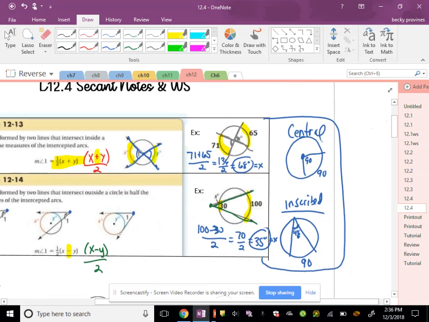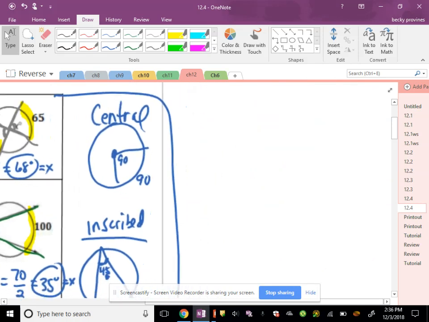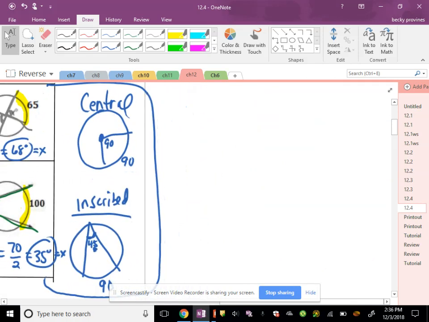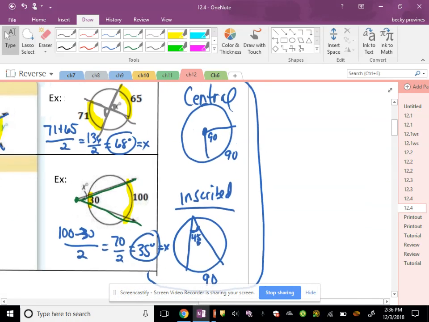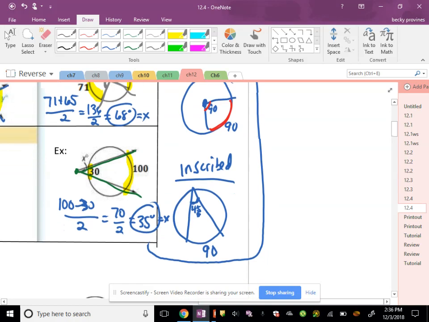Now, let's recap what we know. I would maybe write this down over on the side of your paper. We know central angles have the vertex at the center. So if the angle is 90, the arc is also 90. The vertex is at the center, and the measures are the same.